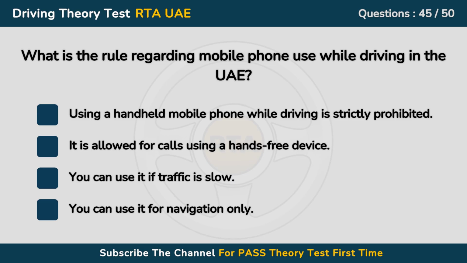A. Using a handheld mobile phone while driving is strictly prohibited. B. It is allowed for calls using a hands-free device. C. You can use it if traffic is slow. D. You can use it for navigation only.